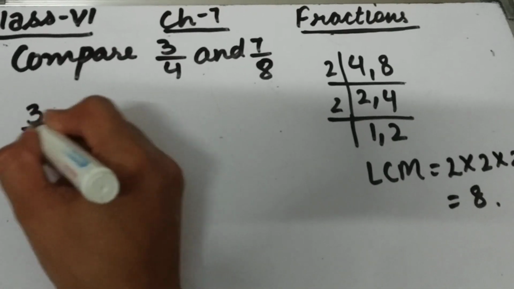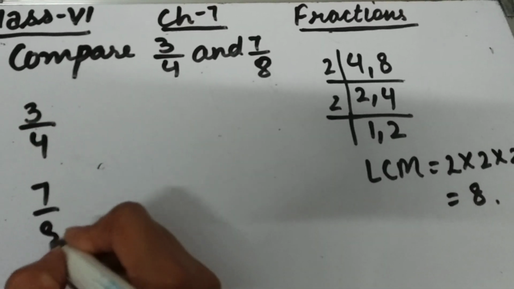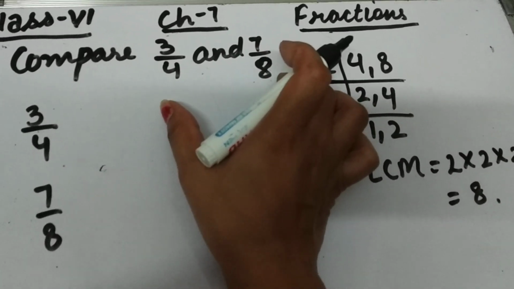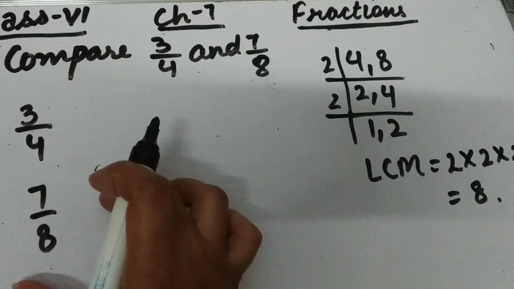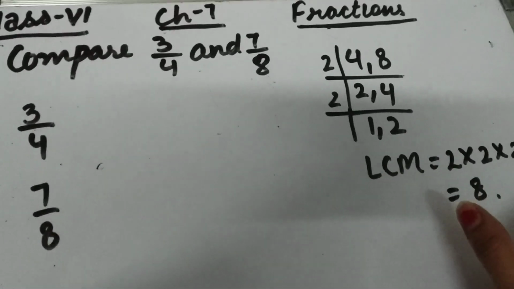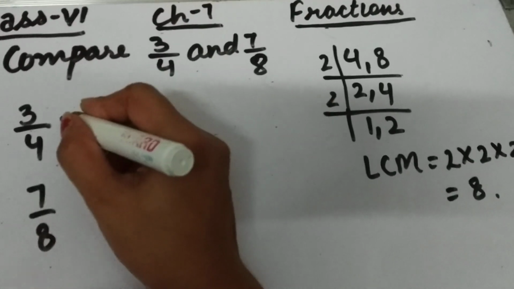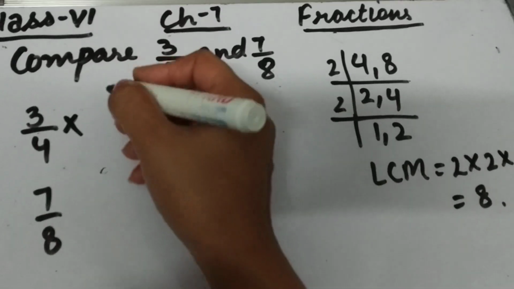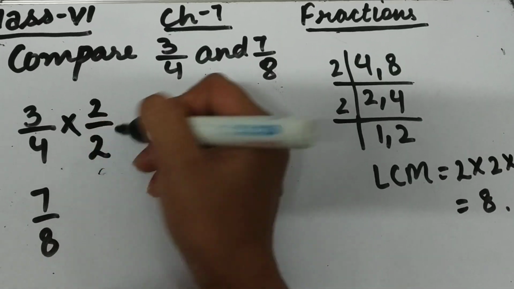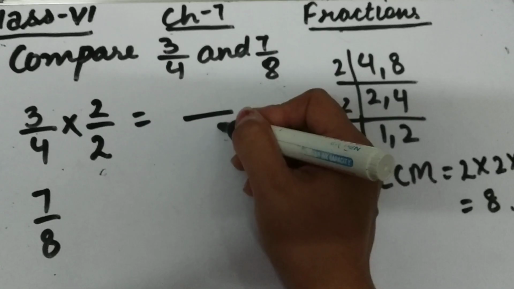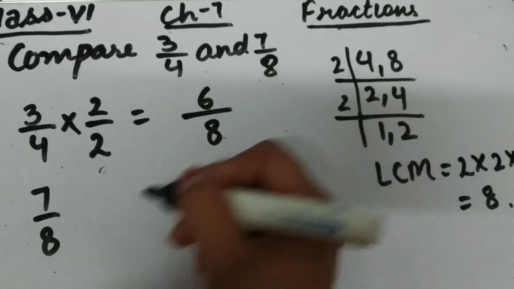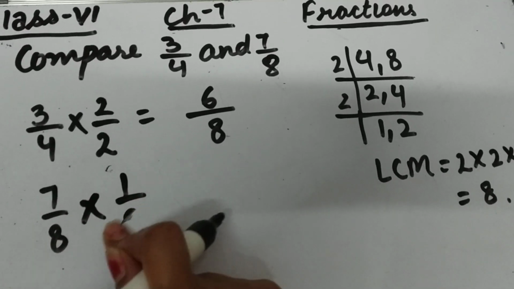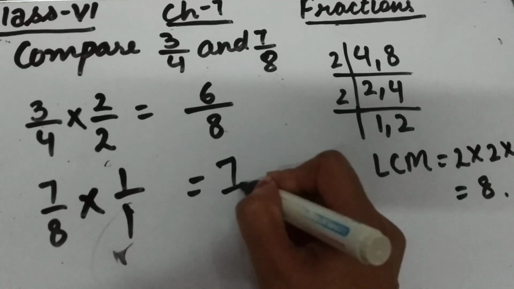Now we have to make the denominator of both these fractions 8. So we will multiply the numerator and denominator by 2 to make the denominator 8. So it will be 6 upon 8, and 7 upon 8 we will multiply by 1. So it will be 7 upon 8.